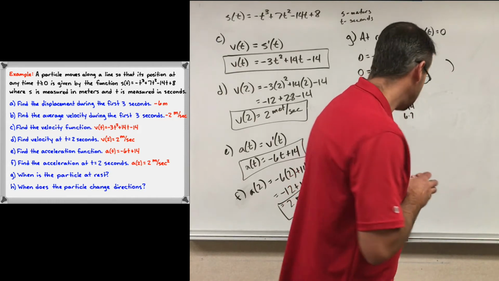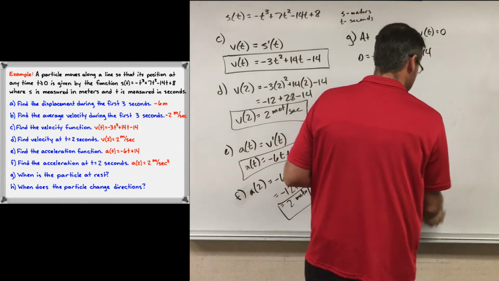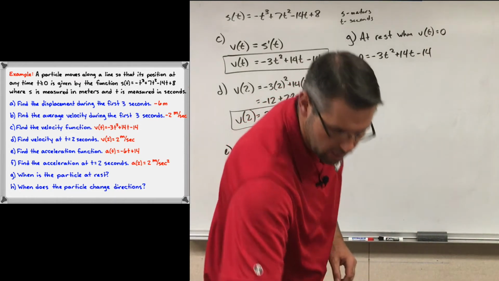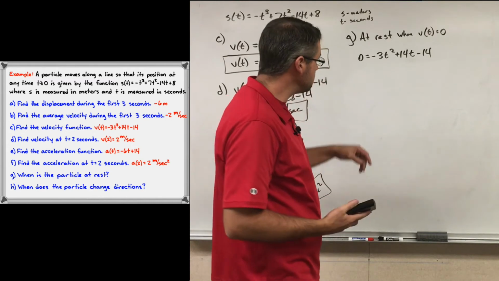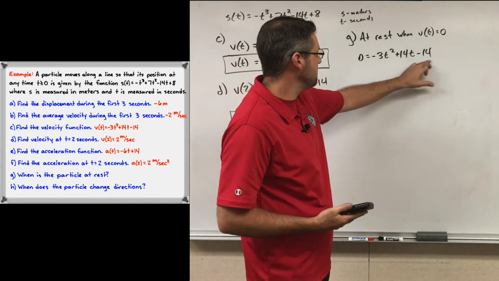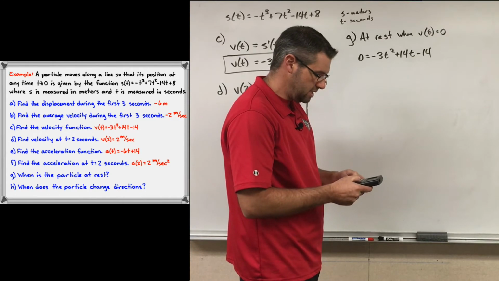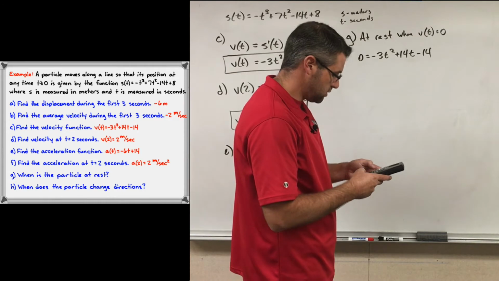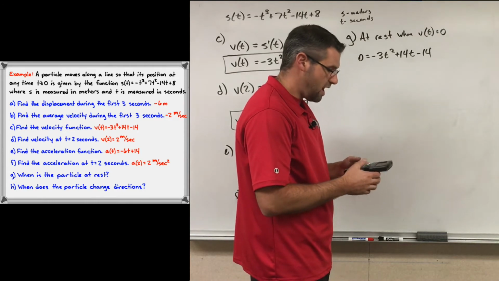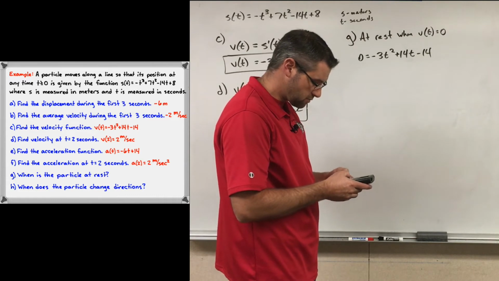So this part is actually going to be a calculator problem. Now, if you want, you could use the quadratic formula, but I'm not going to do that. This is a calculator problem. So we're looking for when velocity is 0. What am I going to do here? That implies I'm going to type my velocity function into my calculator, into my y-list. So that's going to be negative 3x raised to the second plus 14x minus 14. So I have that saved into my y-list, and I'm going to go ahead and graph this.